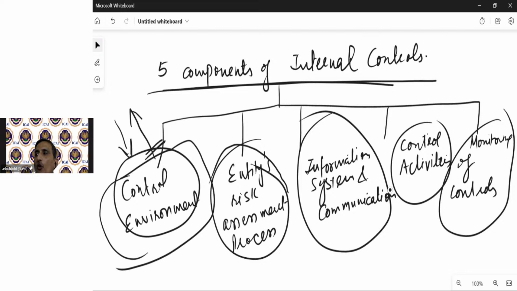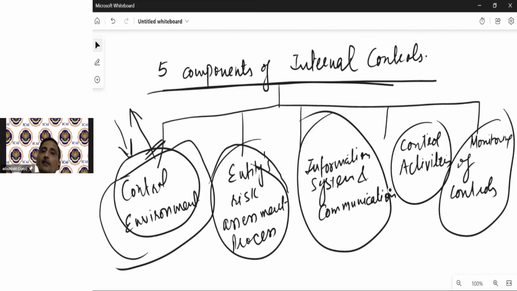Now, what do we mean by an entity's or a company's risk assessment process? It simply means that the company identifies its business risks. It has a plan in place to deal with business risks. It assesses the possibility that these risks would materialize, that these risks would occur. So the entity devises those strategies to deal with those risks.